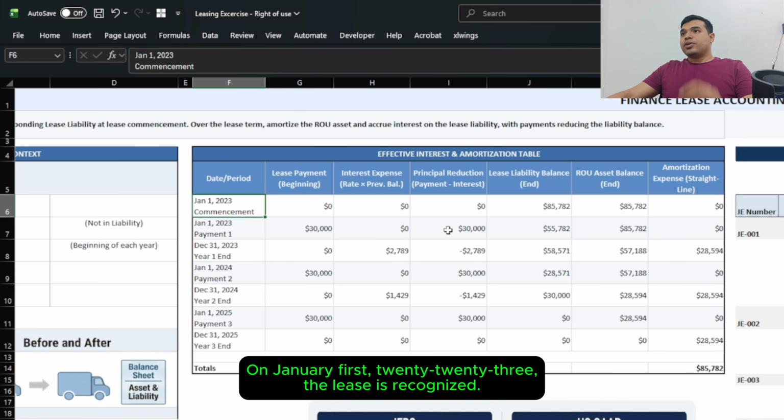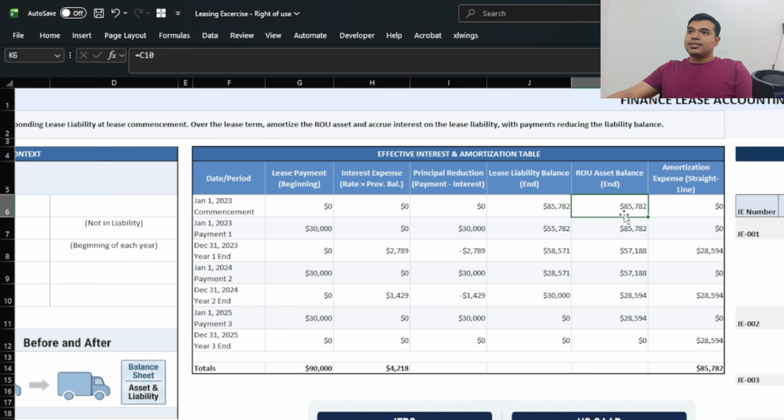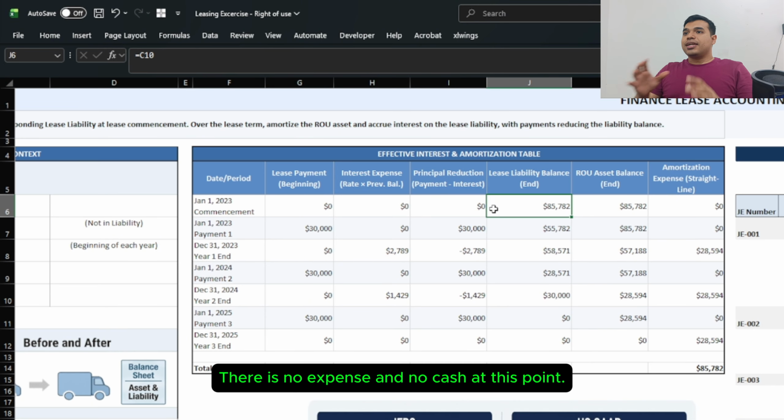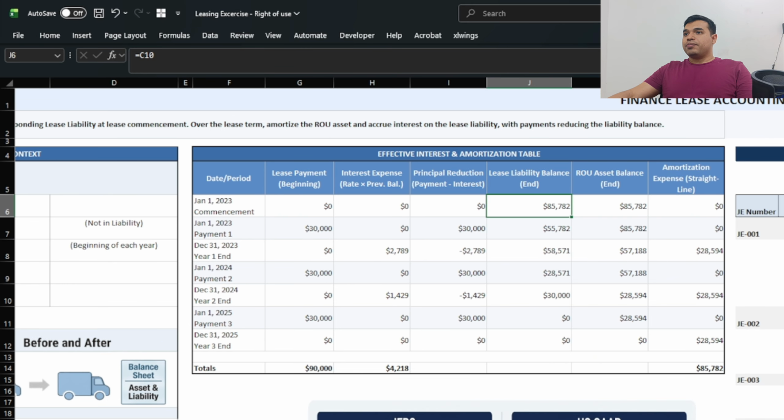On January 1st, 2023, the lease is recognized. The right of use asset is $85,782. The lease liability is $85,782. There is no expense and no cash at this point. This is a balance sheet only recognition.